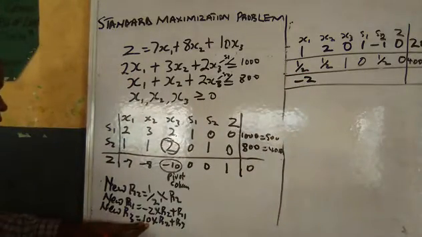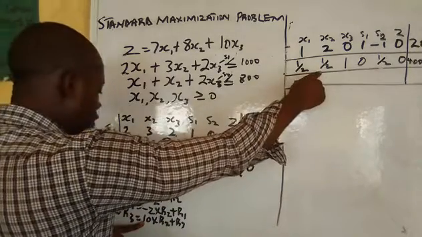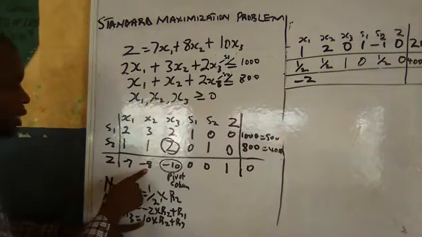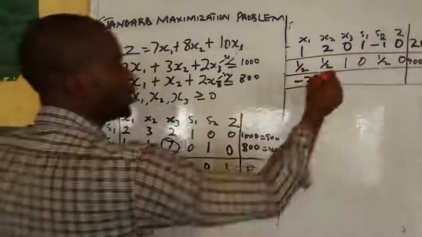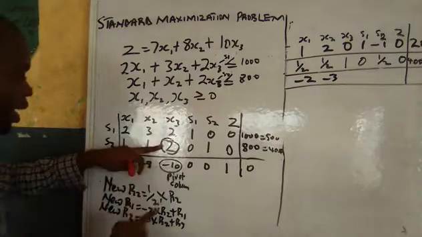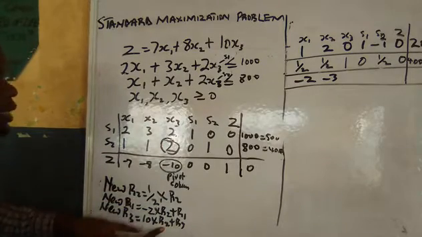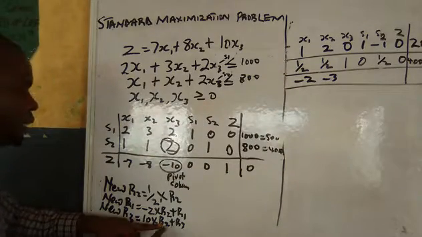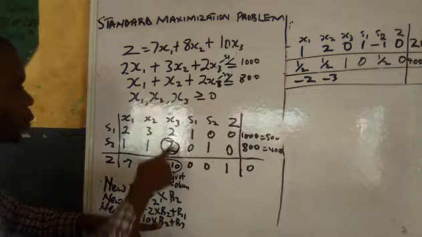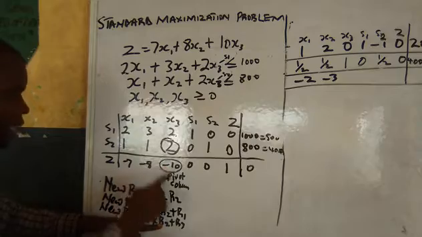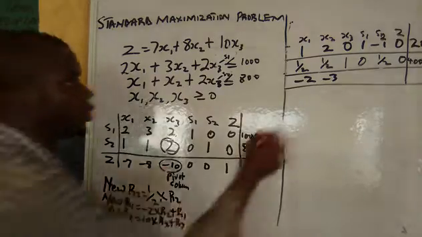Then again, you're taking 10 times R2. 10 times R2 for this one is going to be 5. Then 5 plus minus 3 is going to be minus 3. Then we take it for this again. 10 times 1, which is 10. Then 10 plus minus 10 is going to give us 0.